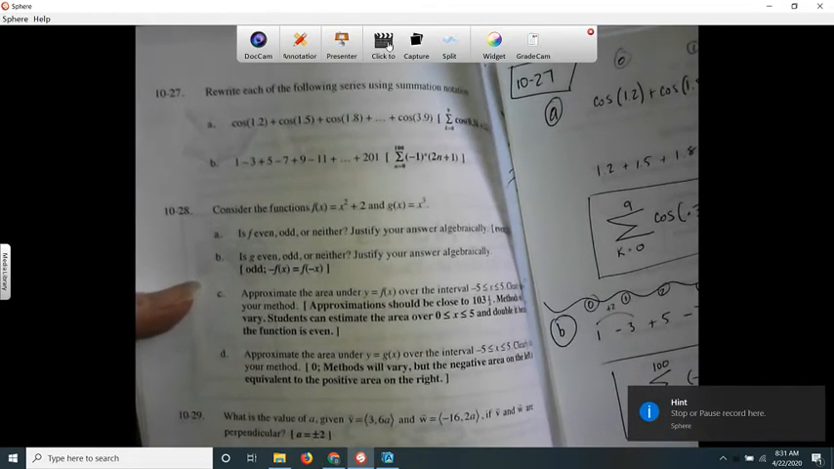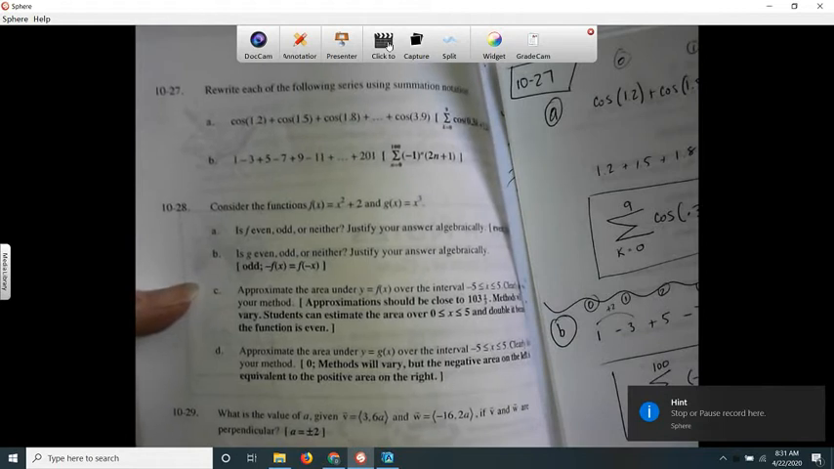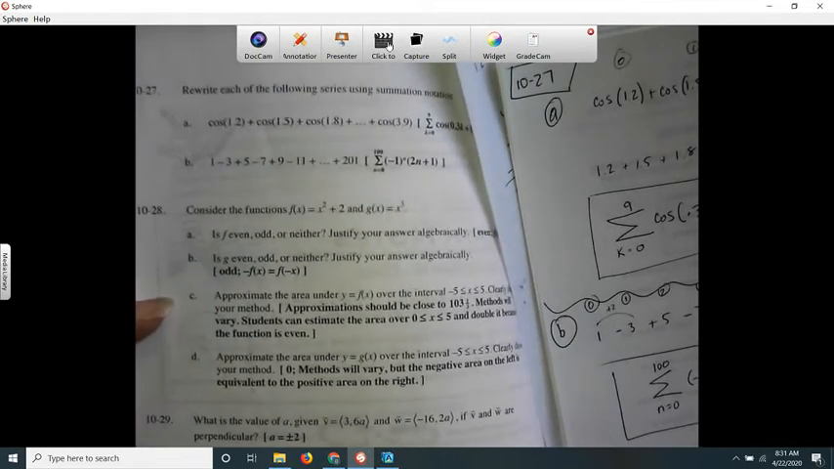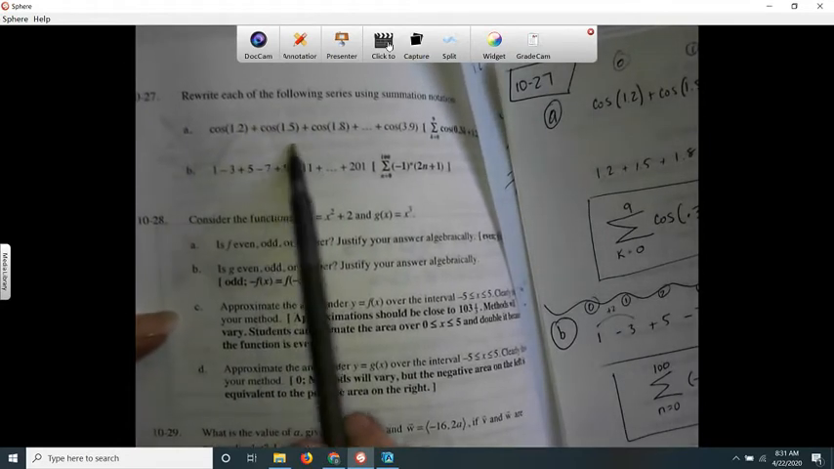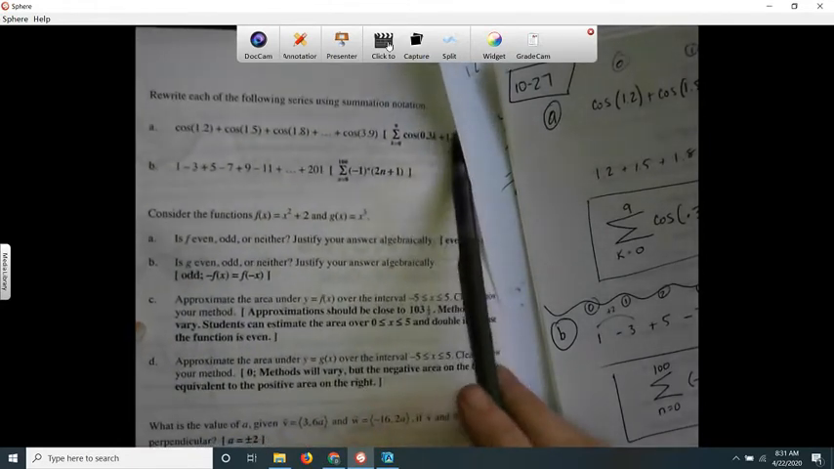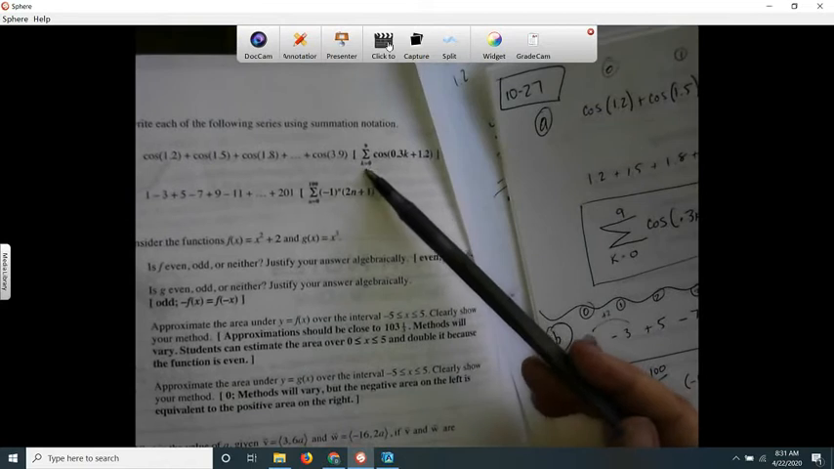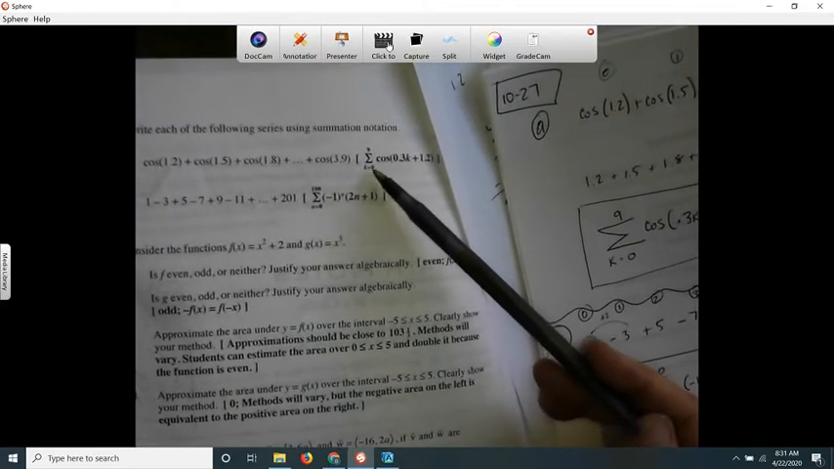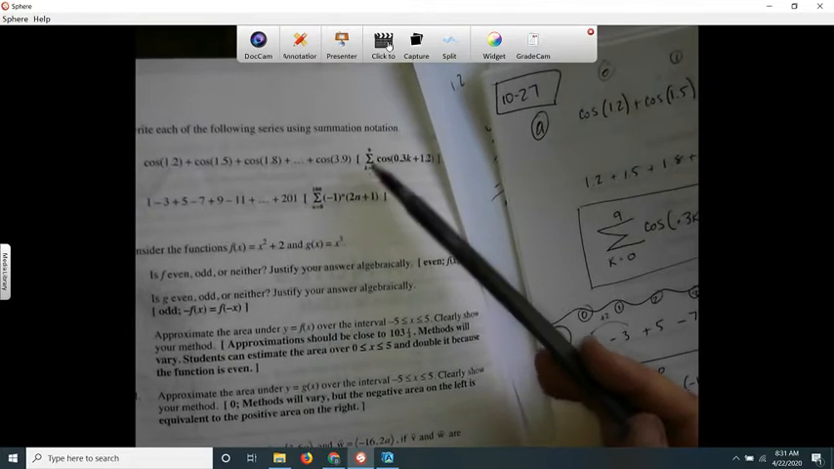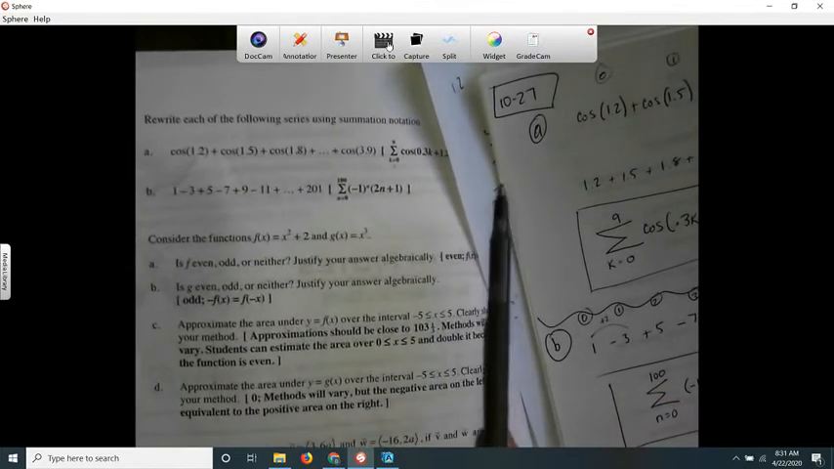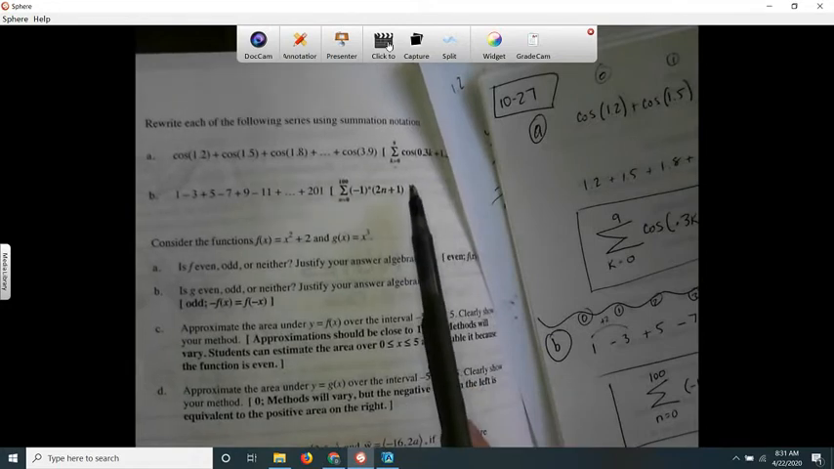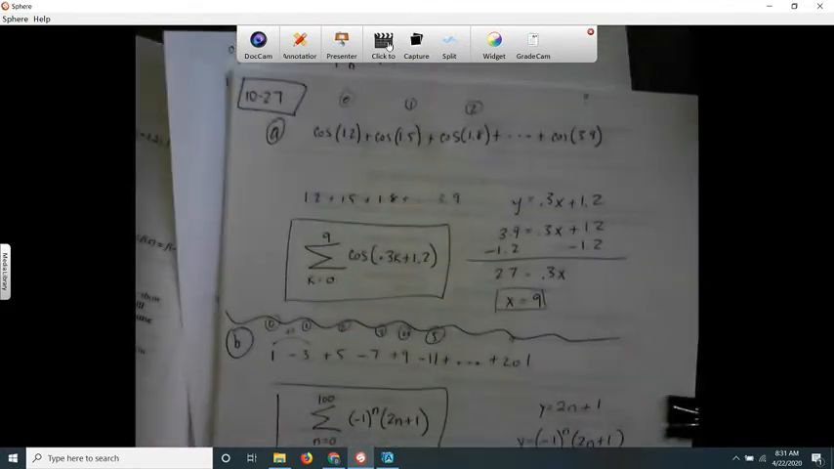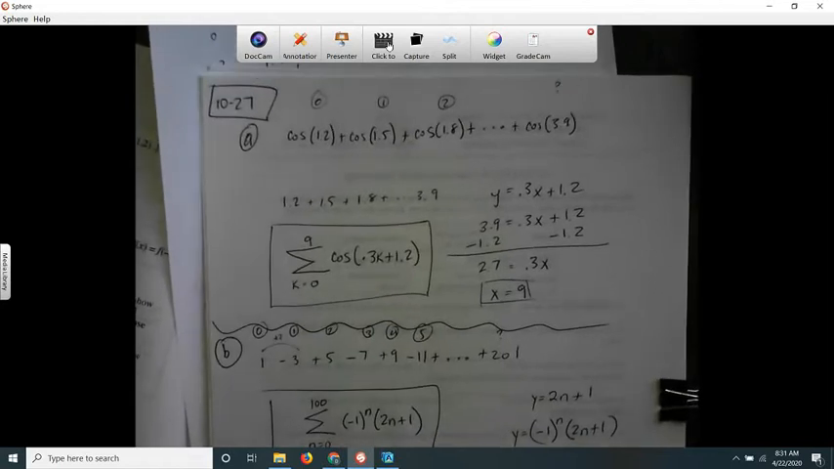Here's pre-calc, problem 10-27, and it says rewrite each of the following series using summation notation. So it's got this one. And I noticed when I look at the answer that they started at k equals 0. You could have actually done it starting at k equals 1, but I'm going to just change my ways and show these starting at k equals 0. So just know there's another way to do it besides this.